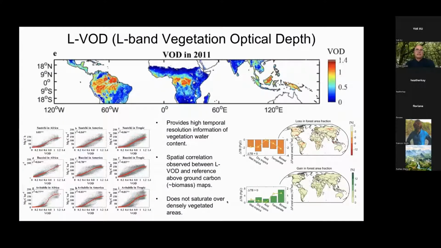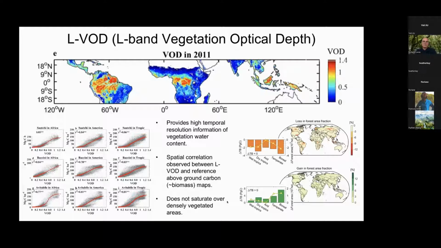An example is the L-band vegetation optical depth, which is derived from SMOS, and you can see that it's quite useful. It has very coarse resolution but high temporal frequency, and it provides information on the vegetation water content. There is a spatial correlation between L-band VOD and reference above ground biomass maps. It does not really saturate over densely vegetated areas, and you can start to look at changes in biomass going forward.